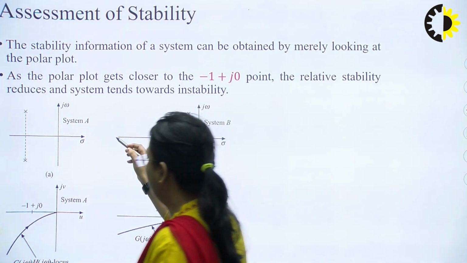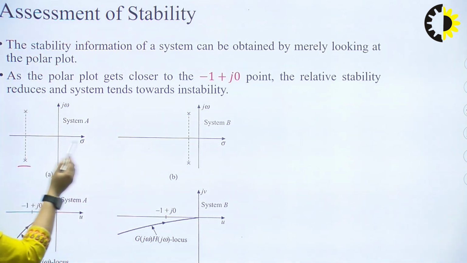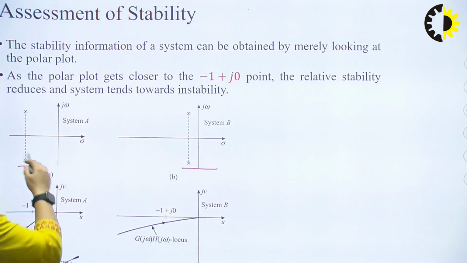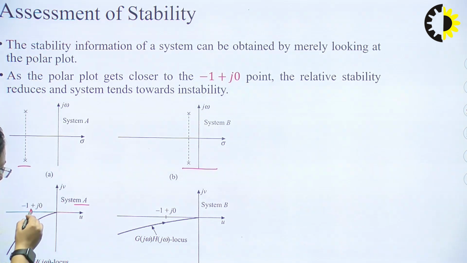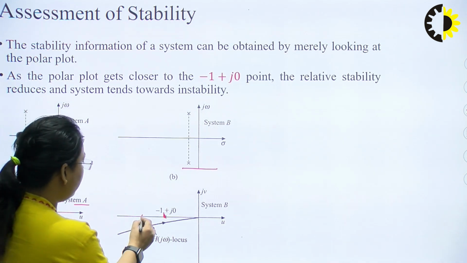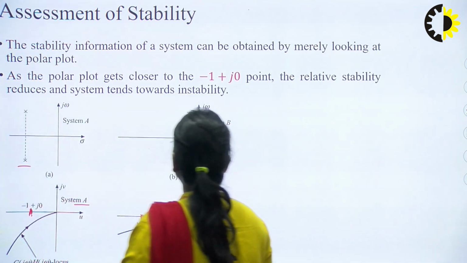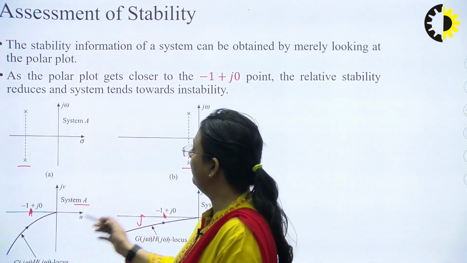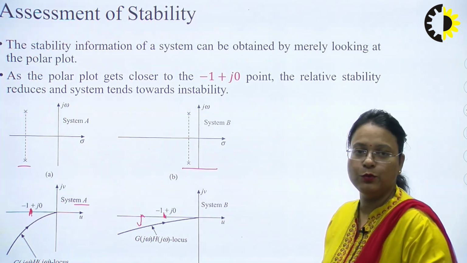So, in this system A, you can say I am having the poles at these two points, and the plot is away with respect to system B. In system A, the polar plot is this. You can see here minus 1 plus j 0 is this point. And in this case, the plot is this, and you can see that it is more closer as compared to this system. So, the stability of system B is less as compared to system A. It is more closer to the point minus 1 plus j 0.